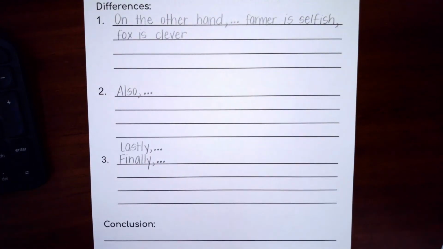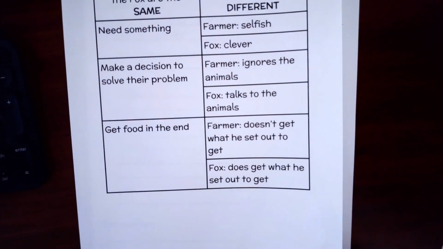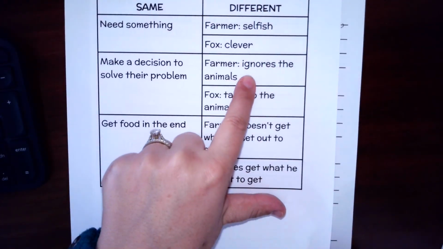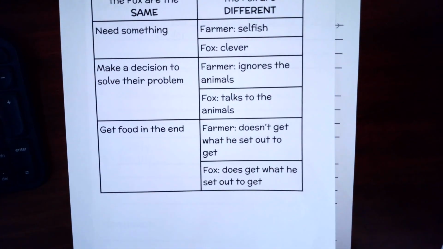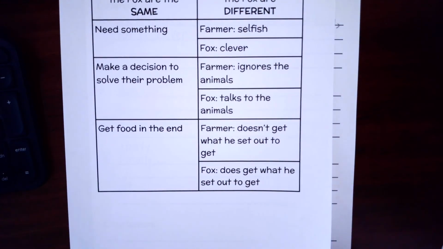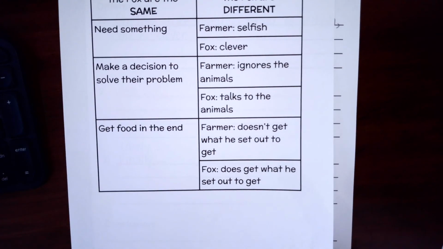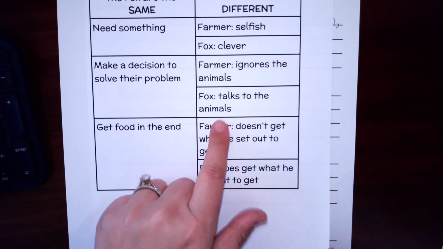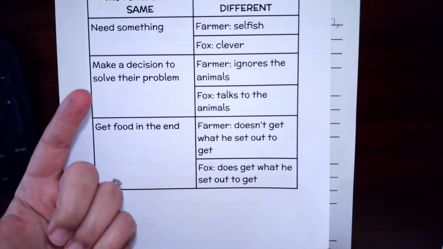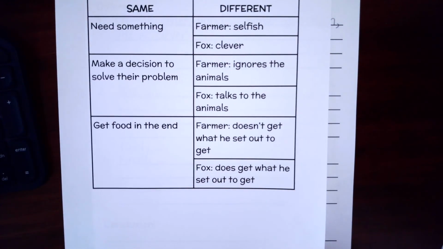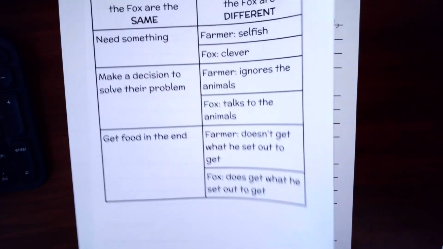Okay, number 2. This one's about the animals. So the farmer, what does he do to those animals? He ignores them. He's so rude. They're just begging for him to keep their house, right? And then the fox, he talks to the animal because, well, he is an animal, right? But he talks to the animal in his story, okay?